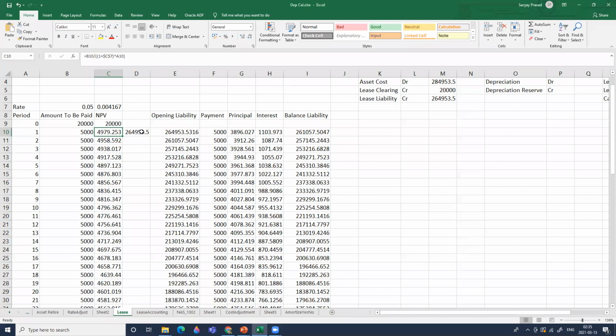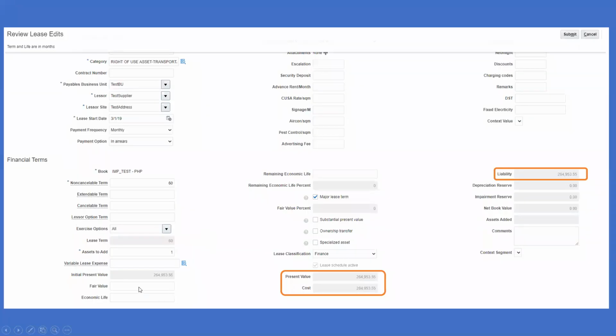It sounds logical as well, right? So this is the present value. Now let us think, what is the cost of the asset which I want to capitalize? I already paid this 20,000, and I'm going to pay this amount. So my cost of the asset is the total of these two, which will be 284 some amount. That is here. That is how these calculations are done.